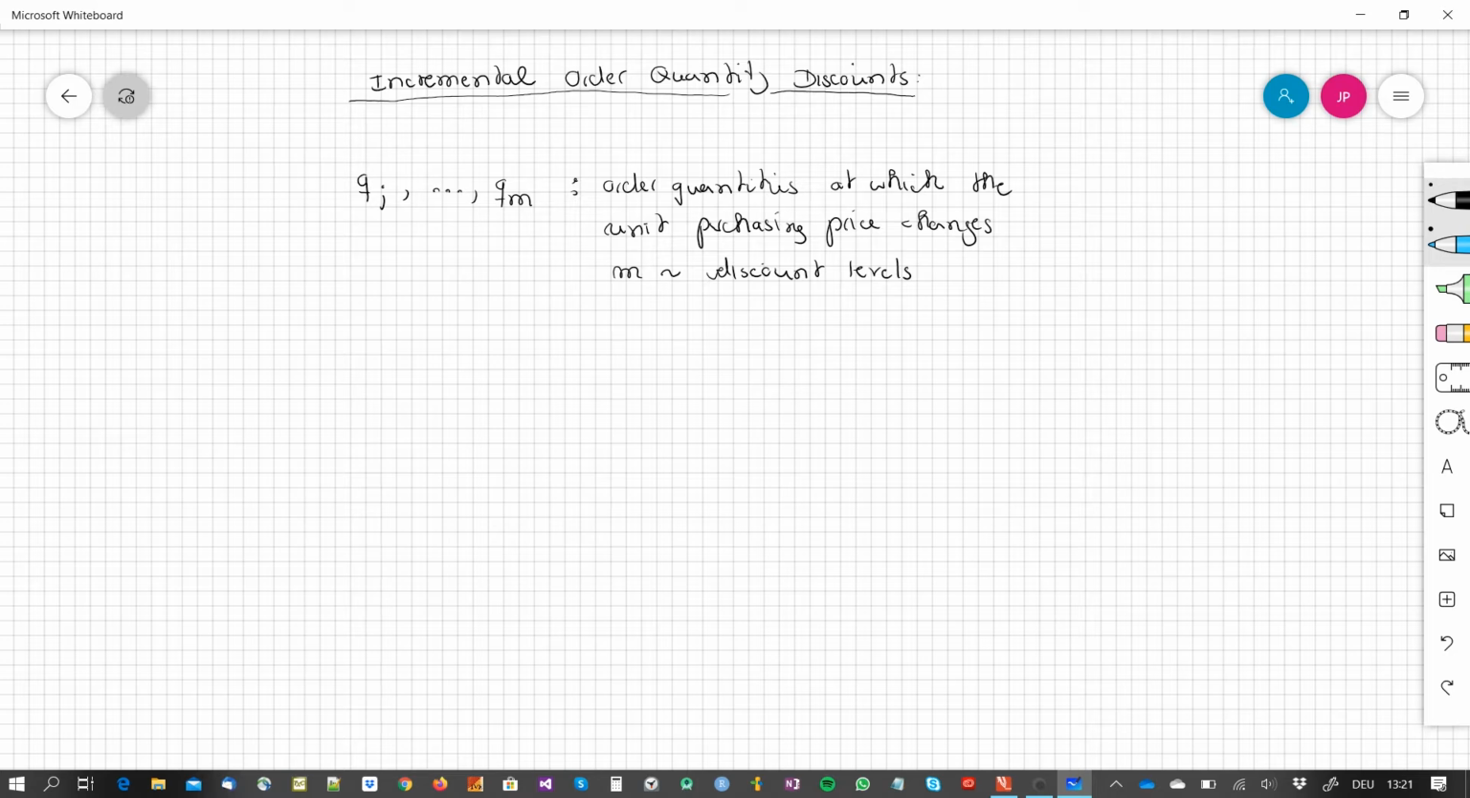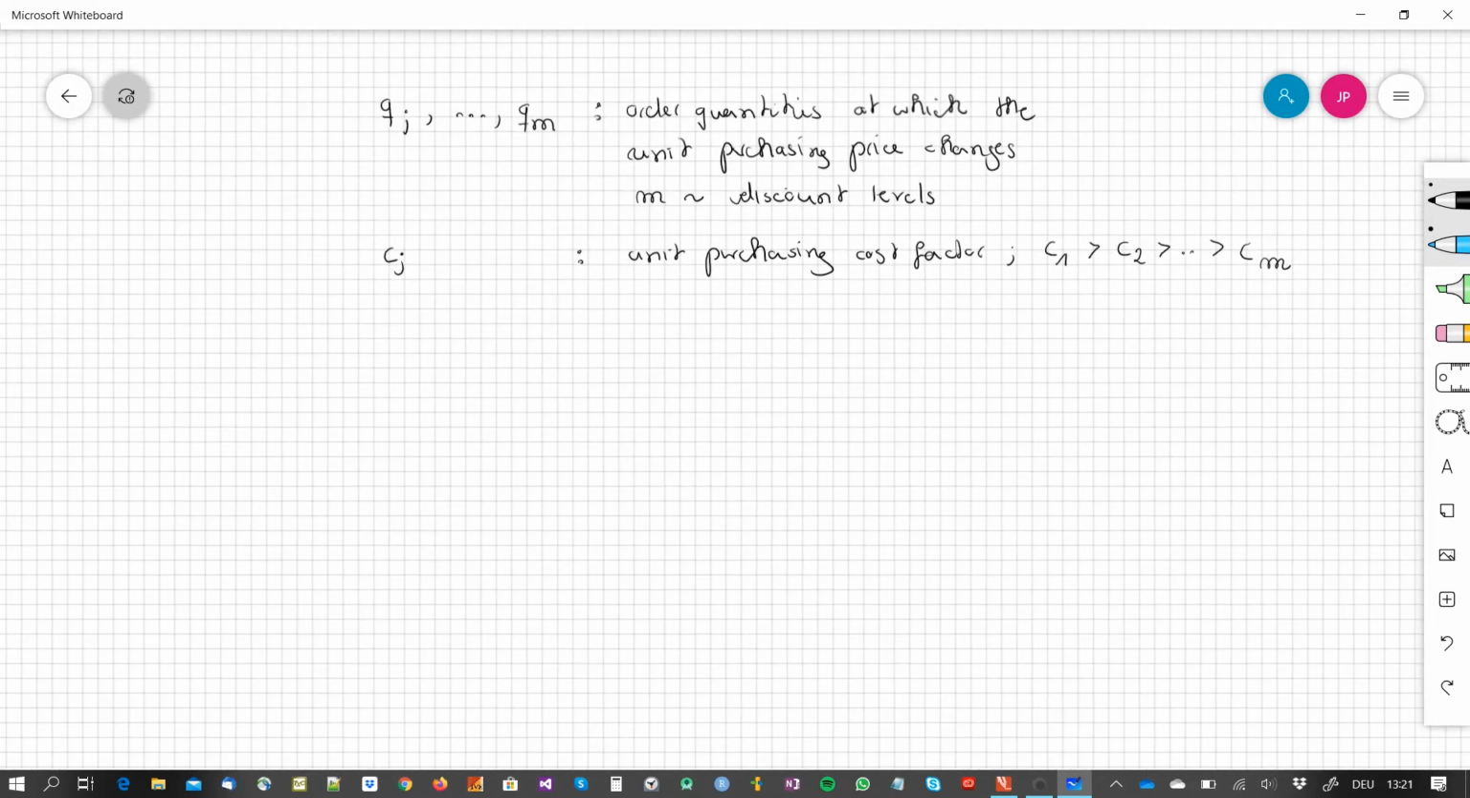And then we have the C from J that gives the unit purchasing cost factor. And we assume that we have C1 that is larger than C2, larger than etc., until we reach the last discount level. Okay, our goal is now to determine the optimal order quantity that gives the total minimal costs.